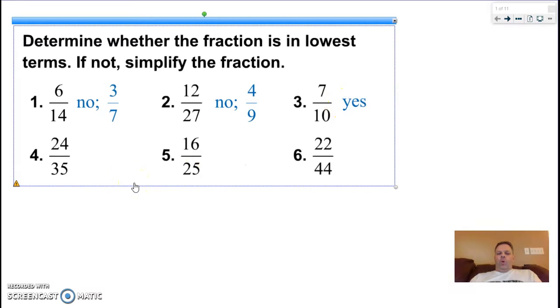Number 4 is in simplest terms. Again, there is nothing else that we can divide for those. Number 5 is also in simplest form. There is nothing more that we can divide. And in number 6, we can divide both by 22, so it is not in simplest form, and our answer is 1/2.